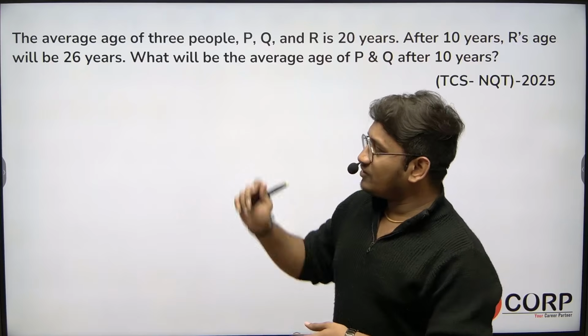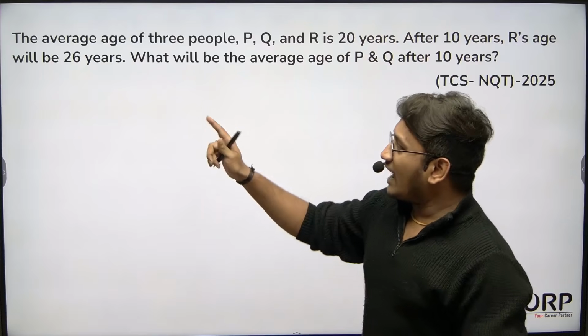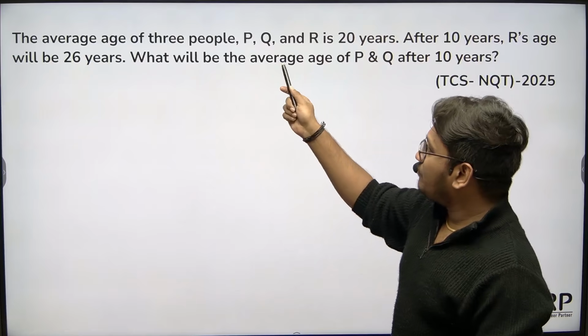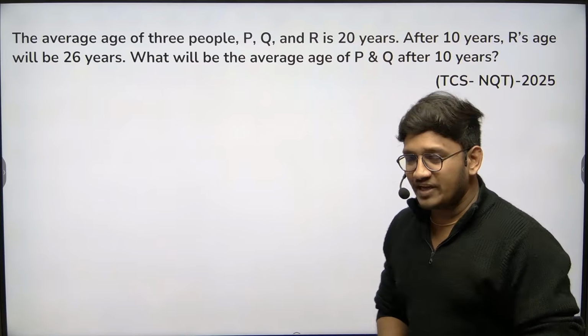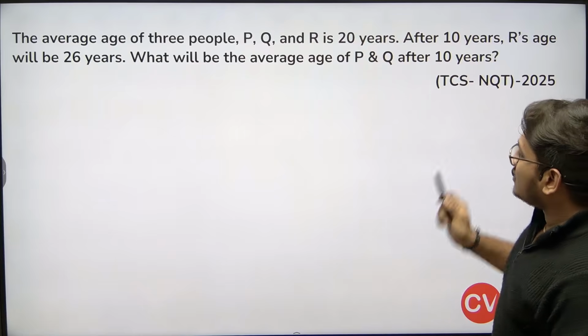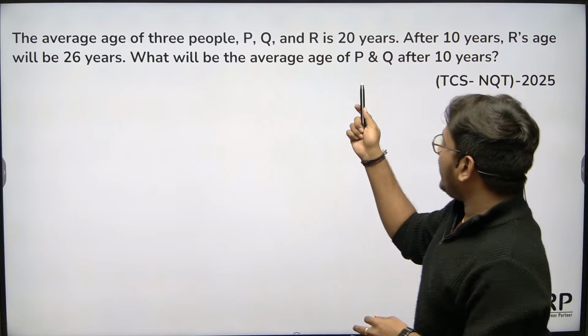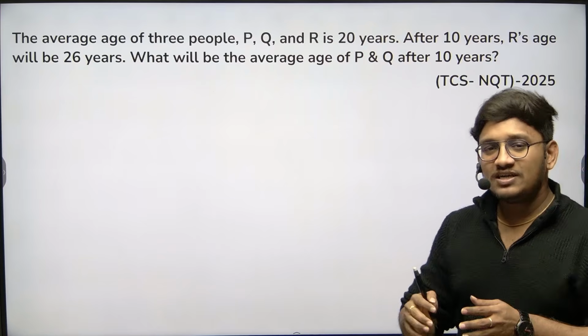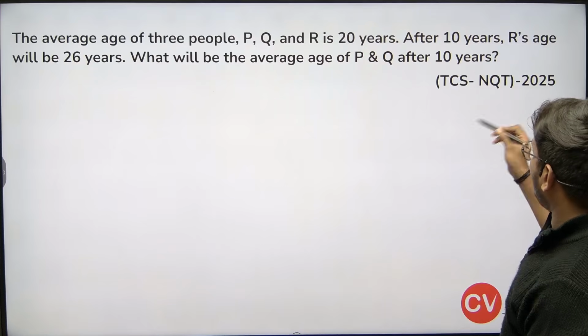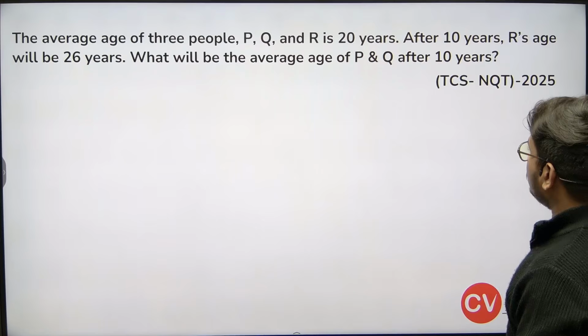So this question belongs to the average concept. The average age of three people P, Q, and R is 20 years. After 10 years, R's age will be 26 years. What will be the average age of P and Q after 10 years? Sorry, after 10 years. Yeah.